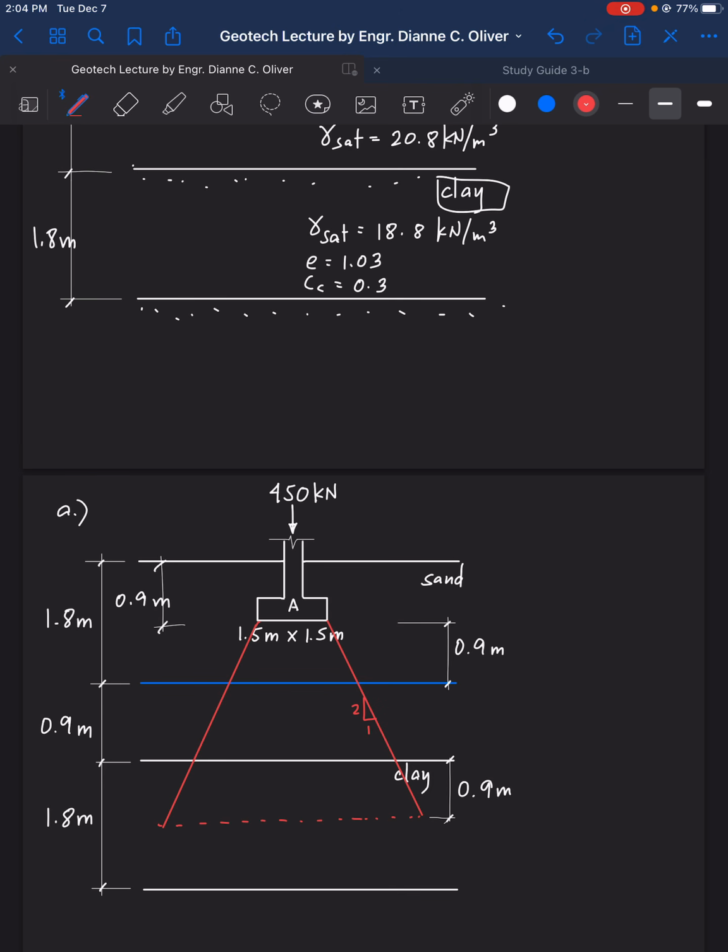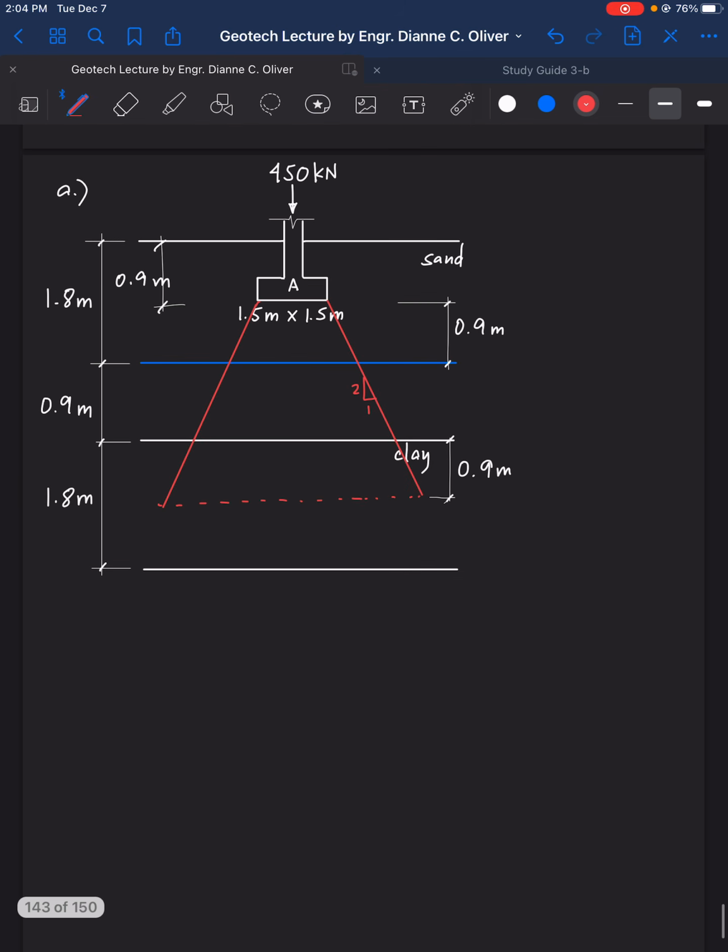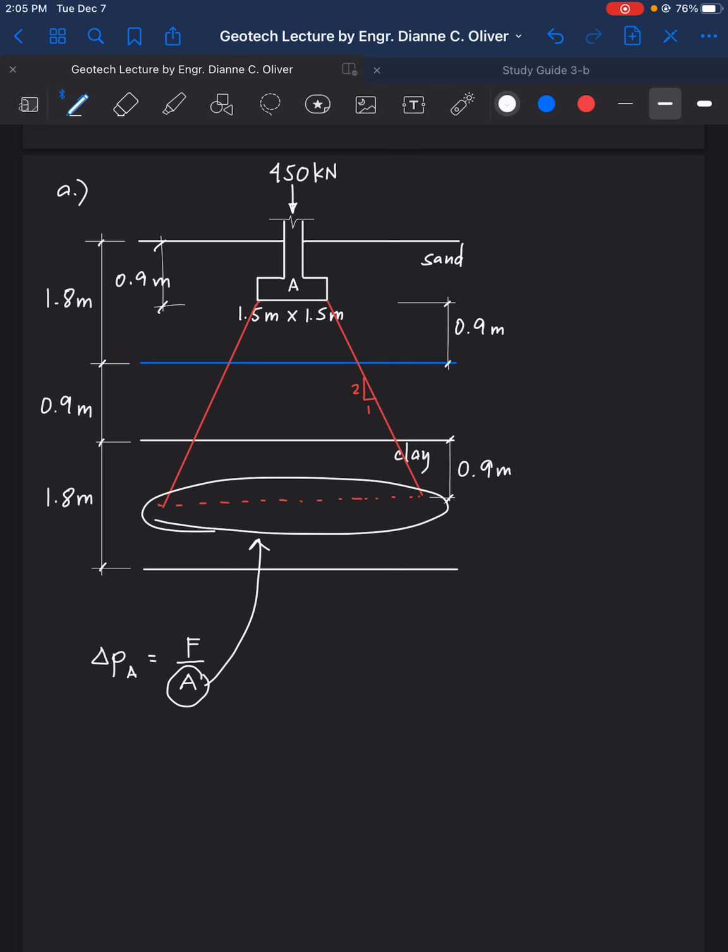And then, what do we need to do? What does it mean having this kind of spread? How do we get the delta P? So delta P of footing A, so let's put here footing A, is actually equal to the pressure, the force there on top over the area. Area where? Area here. The mid-height of the clay layer.